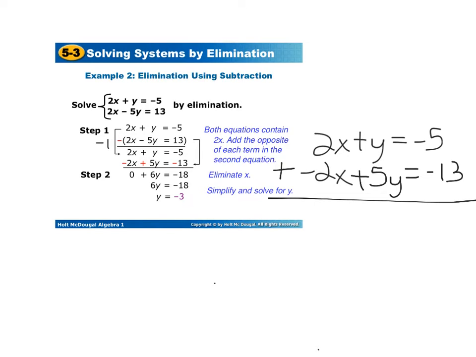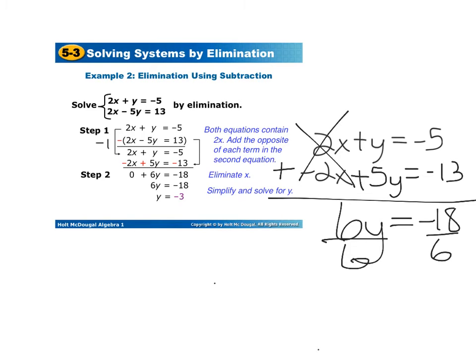So you only multiply by -1 on the second equation? Yes, you could have chosen. You could have done the first one if you wanted, but just pick one. Either do the first one or the second one. So now the x's eliminate. I get 1y plus 5y gives me 6y, and -5 plus -13 is -18. Divide by 6, and I get y equals -3.